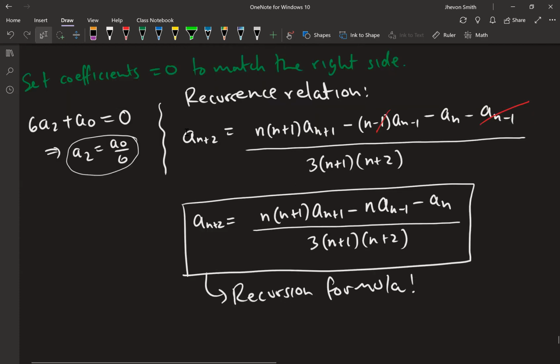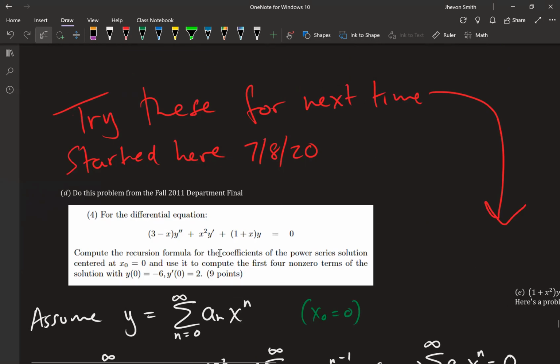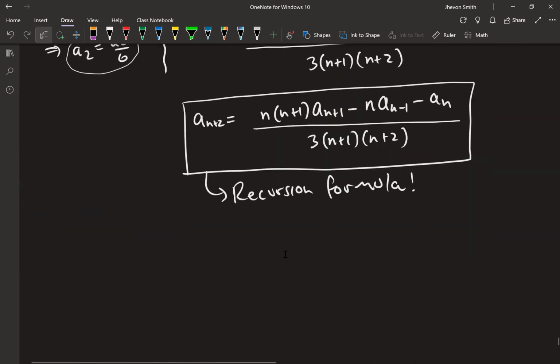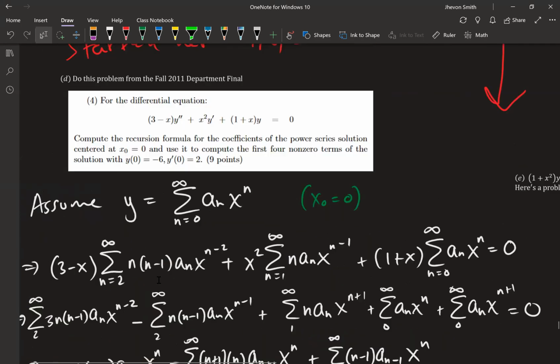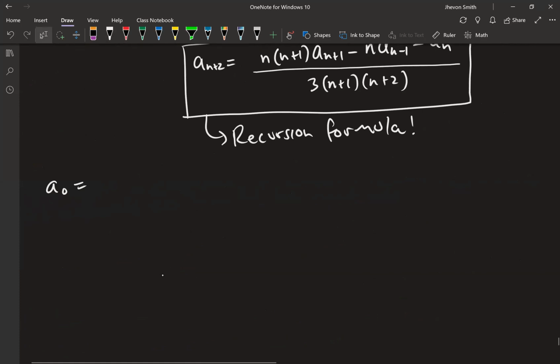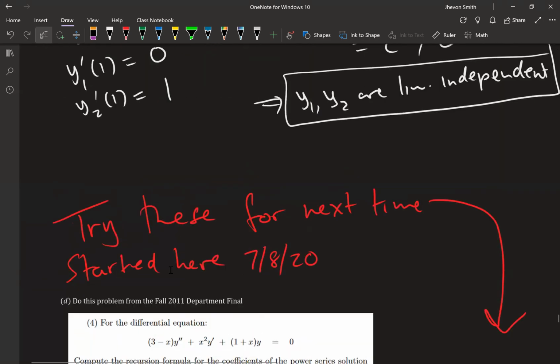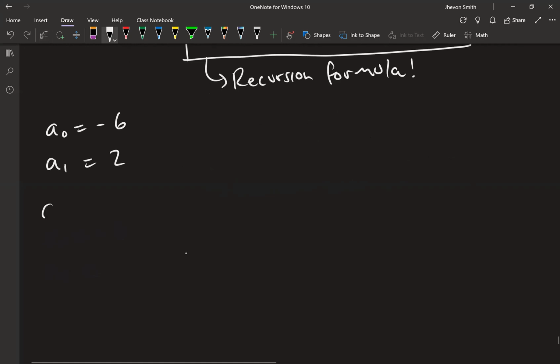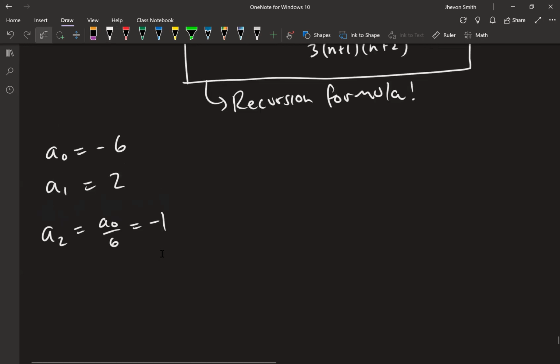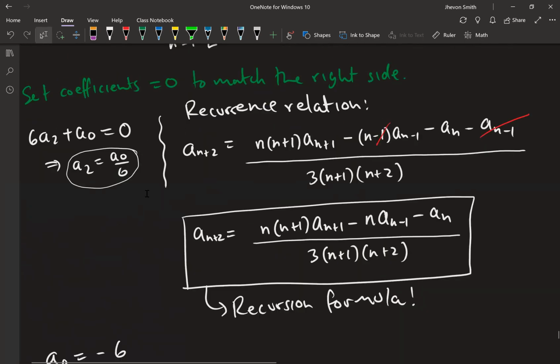Now, we want to find, what did they ask for? Compute the recursion formula and find the first four non-zero terms. So now our A0 is equal to -6. Our A1 is equal to 2. Our A2 is equal to A0 over 6, which is -1. I can get that from here.